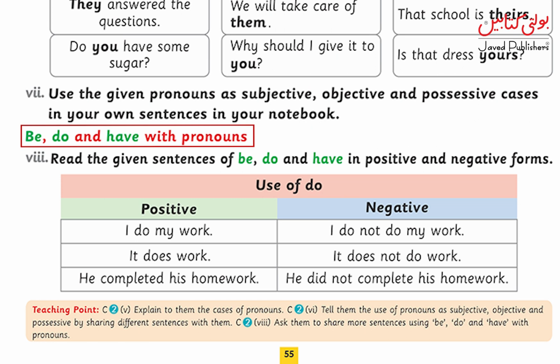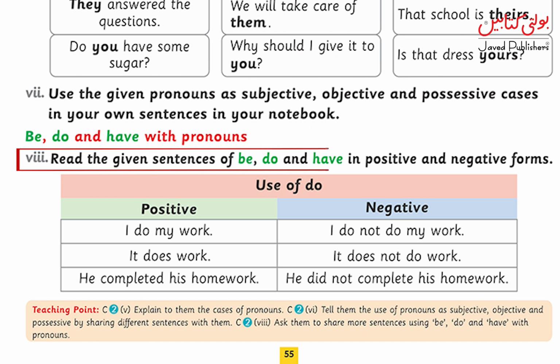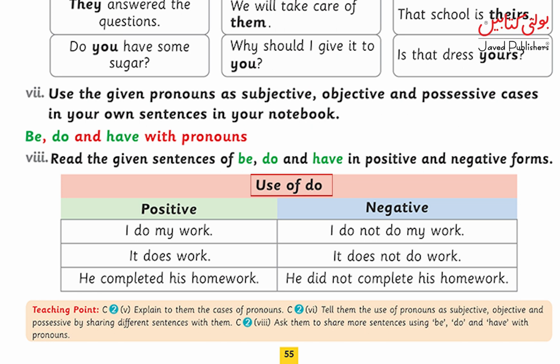So we will be looking at some examples in which we will be learning how be, do and have is used in positive and negative forms. Okay, talking about do, the different forms of do are do, does and did. So when we say it positively, it's going to be I do, it does, he completes. And when we use them negatively, we will use not with them. I do not, it does not, he did not.